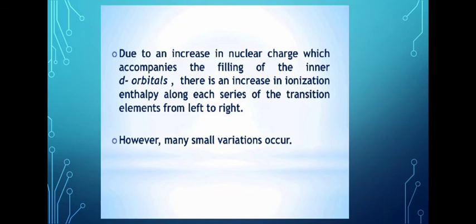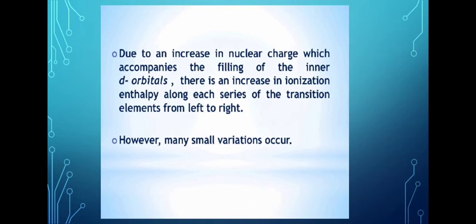One factor is nuclear charge. When you move from s to d block elements, the nuclear charge increases, and so ionization enthalpy also increases, because due to the increase in nuclear charge the size decreases and hence electrons are tightly held by the nucleus, so it is difficult to remove the electrons.